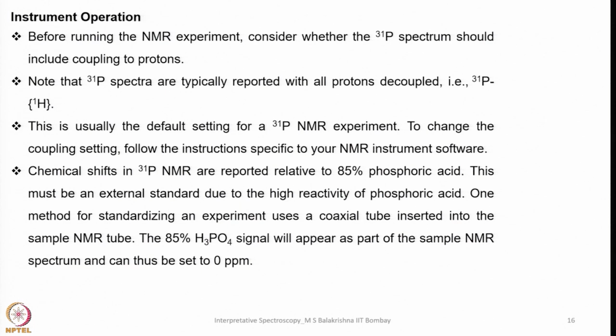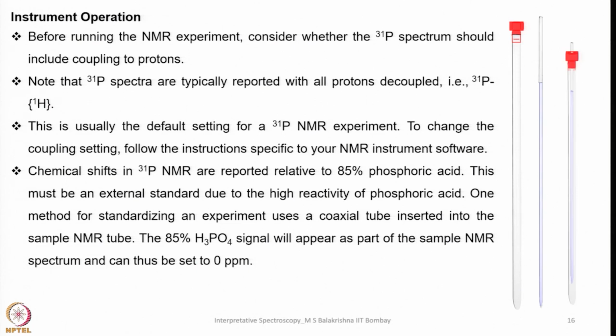So the 85% phosphoric acid signal will appear as a part of the sample NMR spectrum and can thus be set to 0. When you are measuring, you can also see the signal due to phosphoric acid that you can set as 0, and accordingly, with reference to that, other chemical shifts can be automatically set. So this is the one as I mentioned. This is the capillary with phosphoric acid, a sealed capillary, and then this can be inserted nicely.